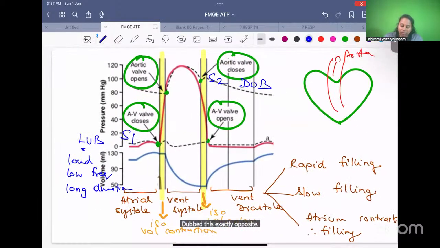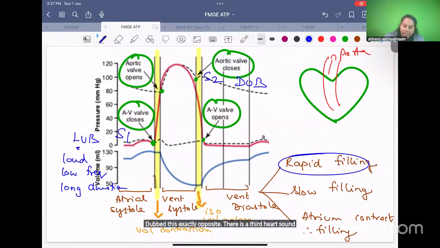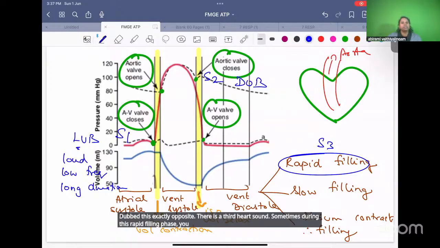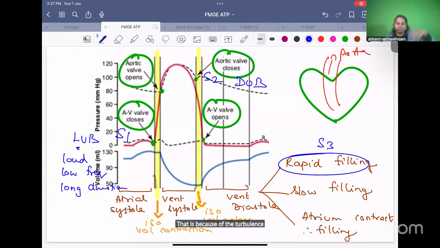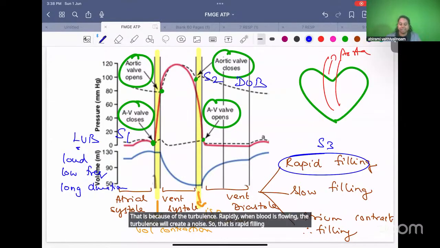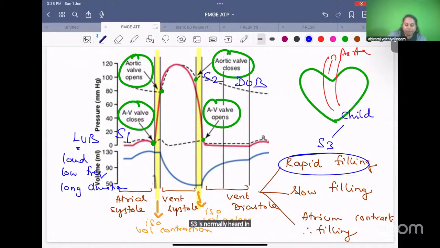There is a third heart sound. Sometimes during this rapid filling phase, you can hear a third heart sound, S3. That is because of the turbulence. When blood is flowing rapidly, the turbulence will create a noise. So that is the rapid filling phase, S3. S3 is normally heard in children, pregnant women, athletes.